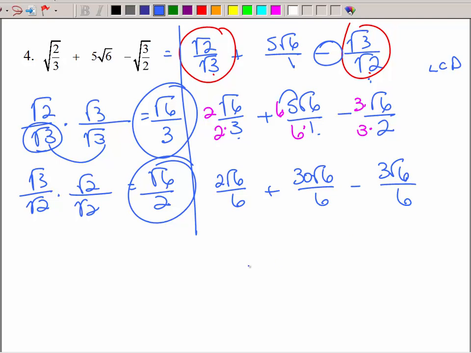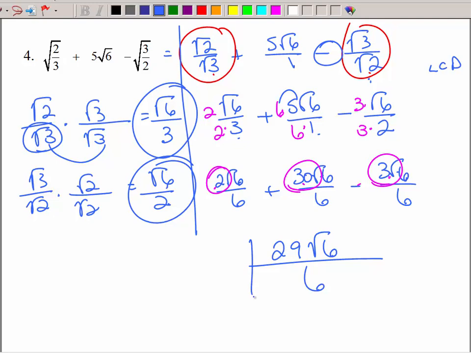So they all have the same denominator, so keep that denominator. They all have the same radical, keep that radical, and then add or subtract those coefficients. So that's 32 minus 3 is 29. So they look kind of scary, but they're really not that bad.